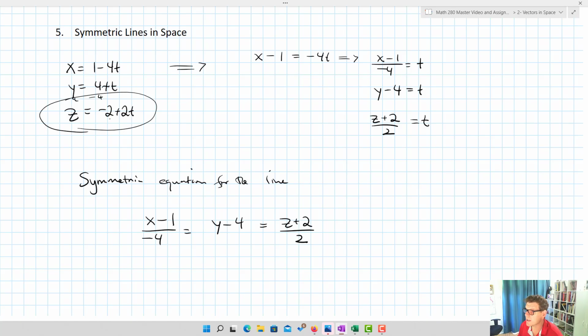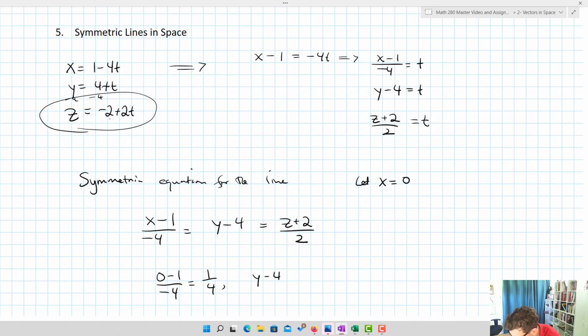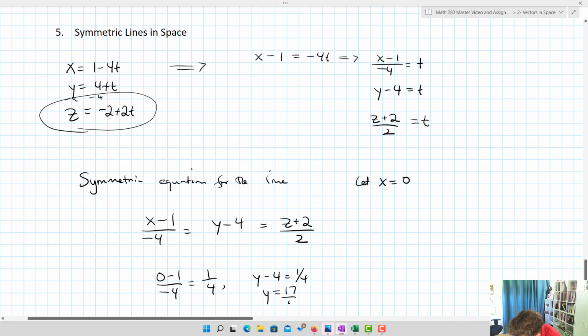And so how this works is something like this. Let's suppose that we let x equal 0. If we let x equal 0, then we see that (0 minus 1) over -4 is going to end up equaling 1/4. Okay? Y then, we need to figure out what y is. So y minus 4 should equal 1/4. And so we add 4 to both sides, we end up with 4 and 1/4, or 17/4. So y equals 17 over 4.